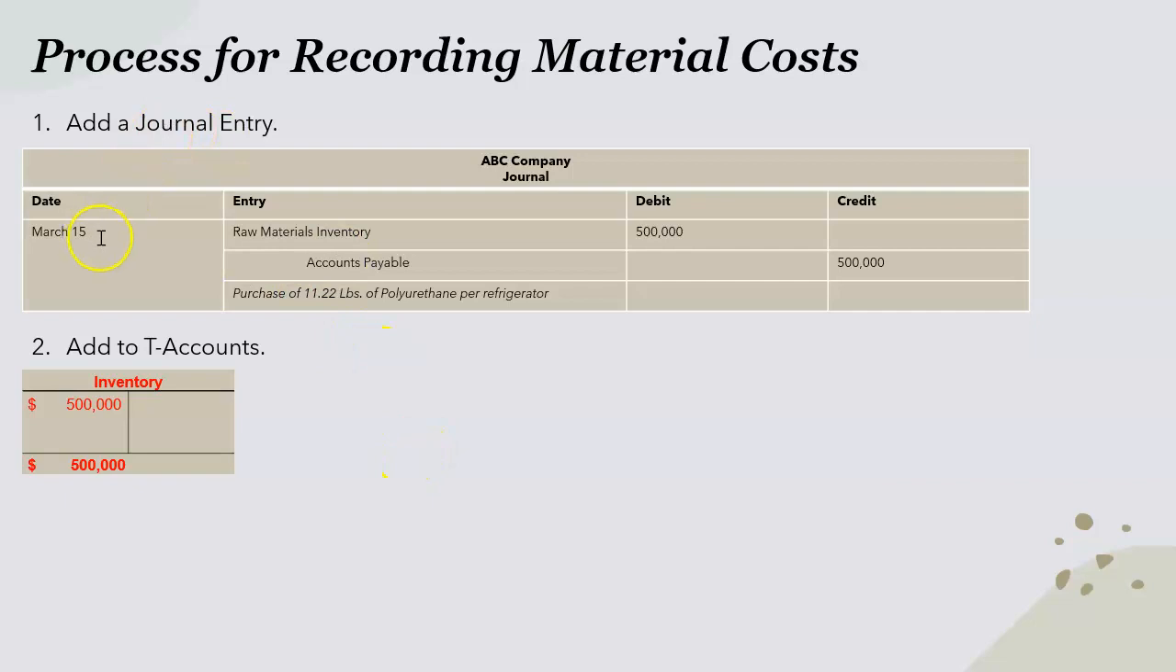So we added a journal entry on March 15th for raw inventory. It was originally estimated at $500,000, so we debited our inventory account and we credited our accounts payable. And I have a line item note here, and that was to purchase the 11.22 pounds of the polyurethane per refrigerator. And we debited the $500,000 in our T accounts in our inventory account.